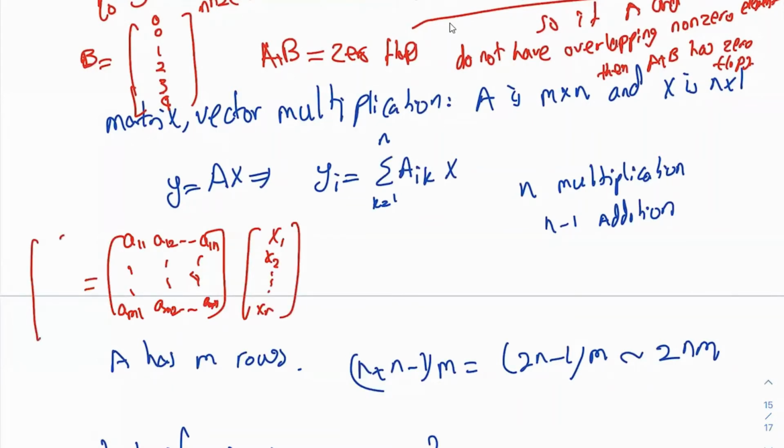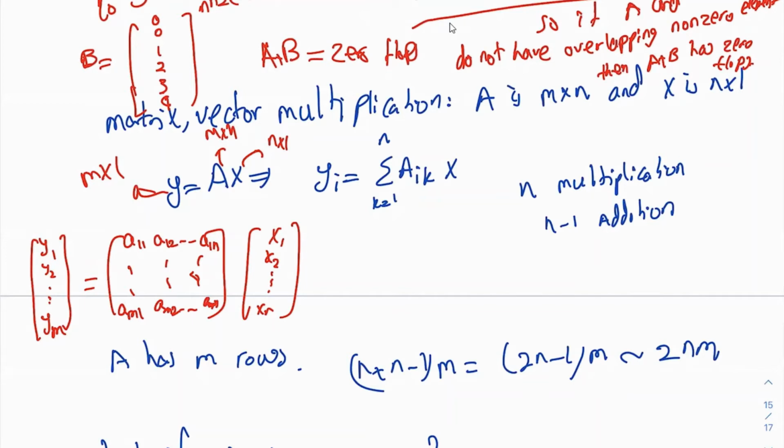First of all, it's very important to know what the dimension of y is, because you want to calculate all the values of y: y1, y2, all the way to ym, all the entries of y. So x is n by 1, A is m by n, y is m by 1. So we want to calculate m entries.